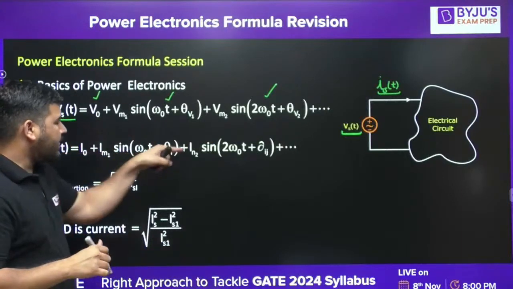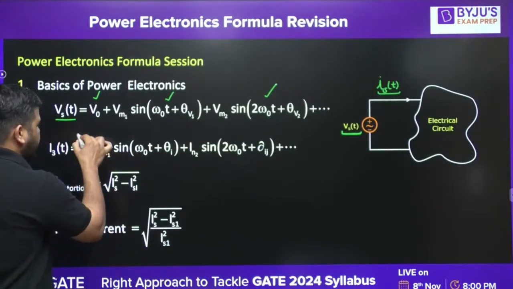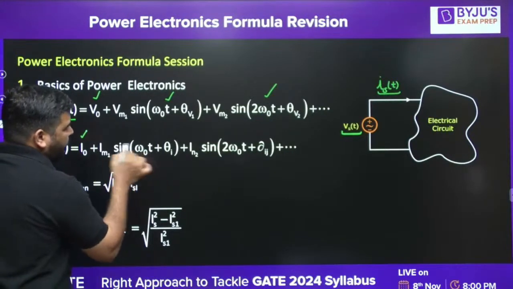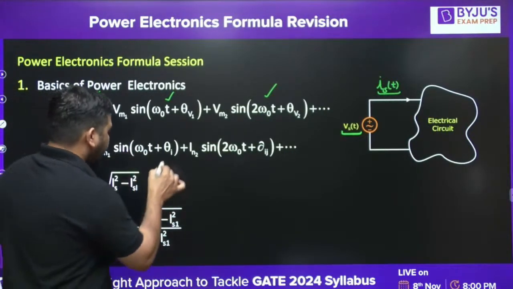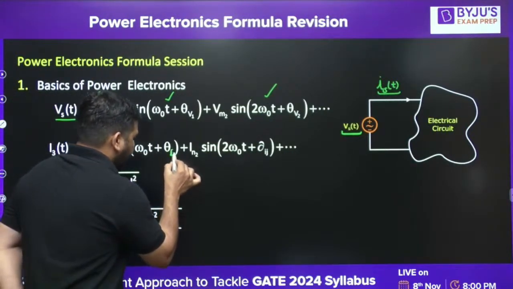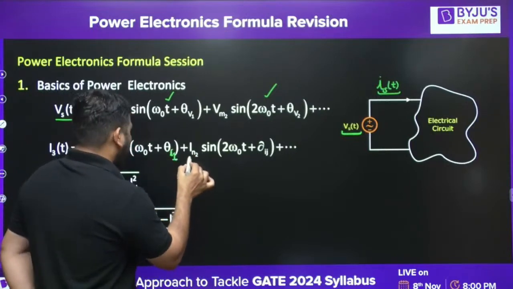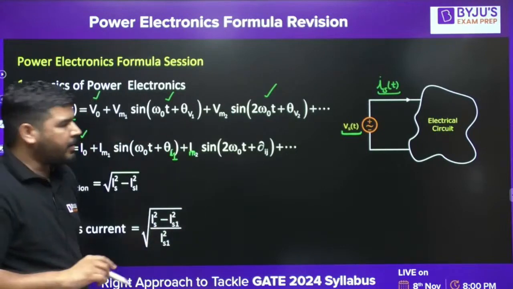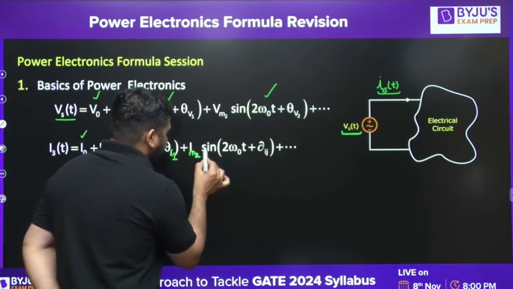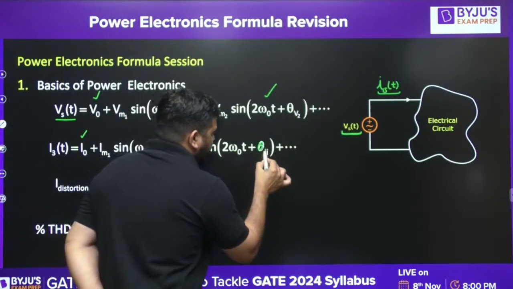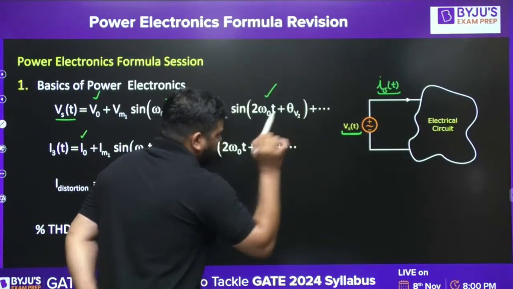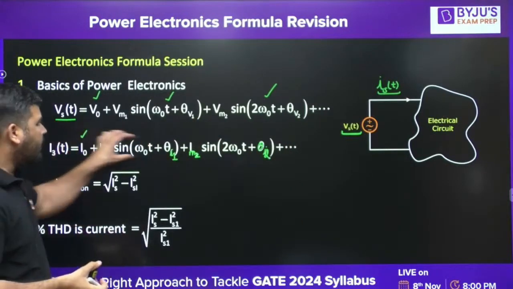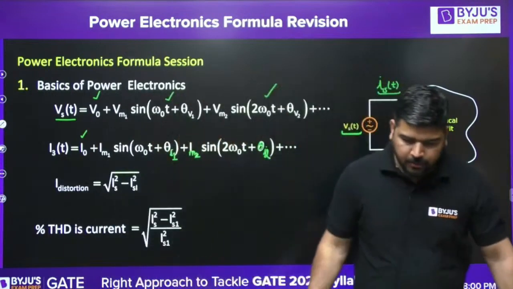You can see that the current equation is written as I0, the DC component, plus Im1 sine of omega naught t plus theta i1. Similarly, I have the second harmonic Im2, or you can say Imn, whatever you call it, Im2 sine of 2 omega naught t plus theta i2, and so on. So there are harmonics in current also, and there are harmonics in voltage also.